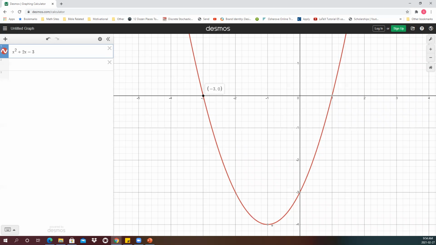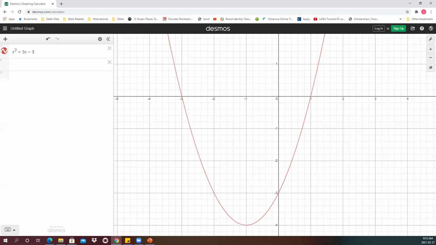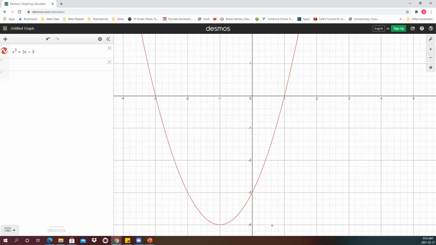So right here, you will see the coordinates of this is negative 3 and 0, where negative 3 is x. If you just look at the graph, you'll see that the curve cuts the x-axis right here at negative 3. So this would be one solution: x is negative 3 right there. And then the other solution would be the other part where the curve cuts the x-axis. In this case, that is positive 1, and you can see that the coordinates of that are 1 and 0.